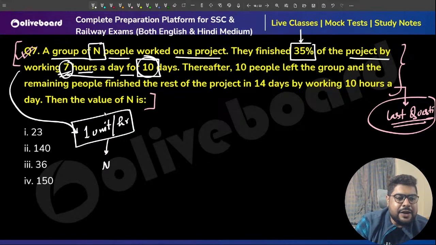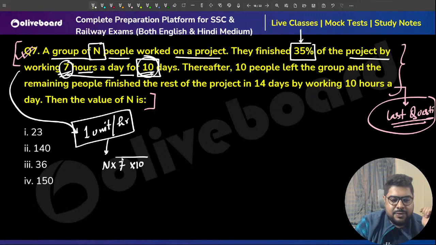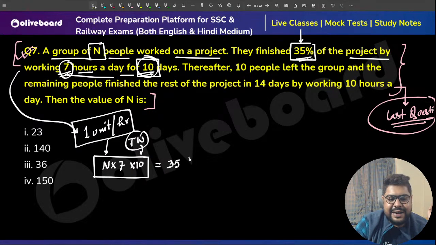So that means N people will do N units of work every hour. So in 7 hours, they will do N into 7 units of work. That is in a day. And they are working for 10 days, meaning they will do that much work. This is our total work. Now, this is given as only 35%. So I'm just writing it like this.